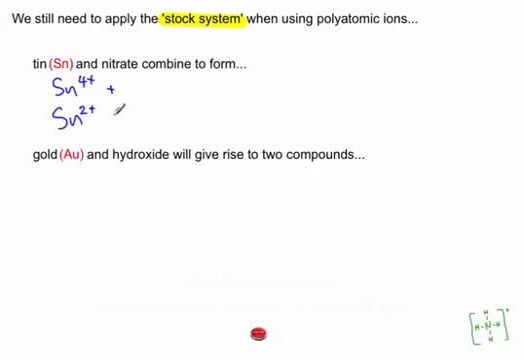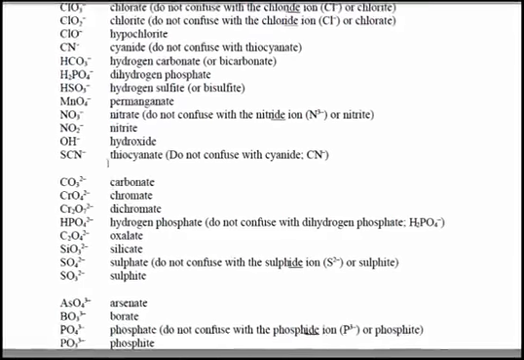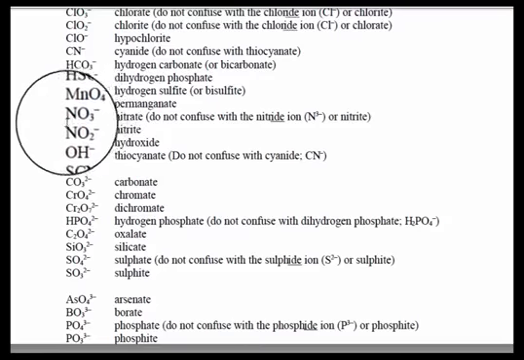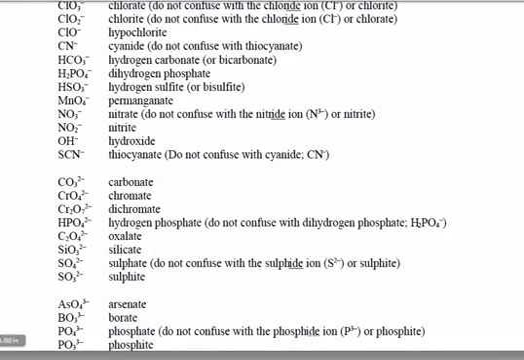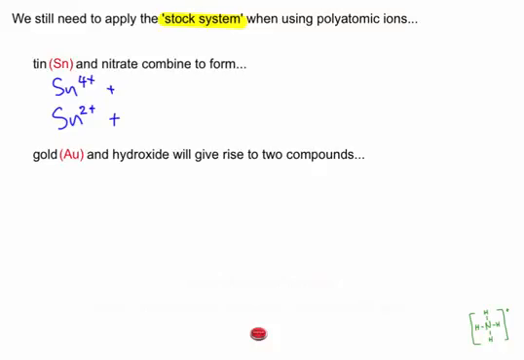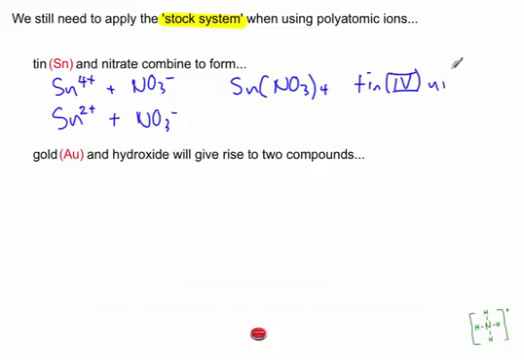And we're going to combine those with the nitrate polyatomic ion. Now, if you remember the nitrate polyatomic ion, NO3 minus, there it is right there, don't be confused with nitrite, NO3 minus for nitrate. And so the only thing we need to now consider is the zero-sum rule. So we have 4 plus for tin 4 and 1 minus, so that becomes Sn(NO3)4, and it would be called tin(IV) nitrate.